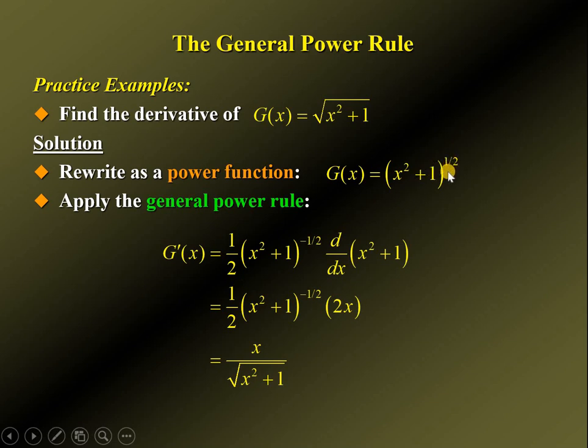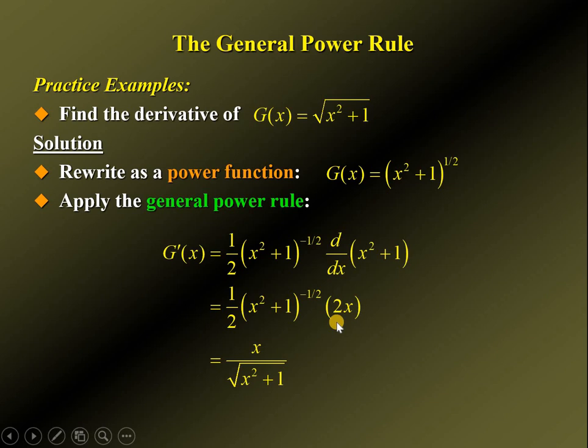Look, the power half, I'm going to bring it down to be the coefficient, and then reduce the exponent by 1. Half, multiply the bracket, and half minus 1 is negative half. Multiply the derivative of the inside, x squared plus 1. Okay? Half times x squared plus 1 up to power negative half, and the derivative of x squared is 2x, the derivative of the constant 1 is 0.